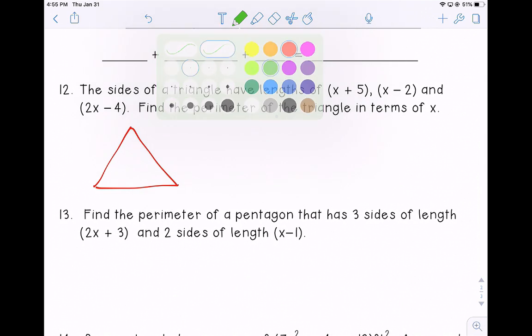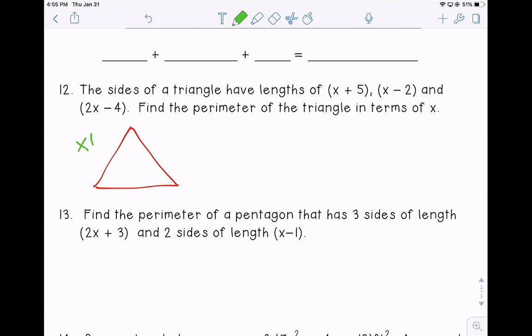So I'm just going to write each of those on one of the sides. It doesn't really matter which one is what because they didn't specify. So x plus 5, x minus 2, 2x minus 4. The question, or the problem, is find the perimeter of the triangle. So hopefully you remember that perimeter is we add up all the sides. Definitely need to know that. That is not on a formula chart in high school anymore. So perimeter, add up all the sides.